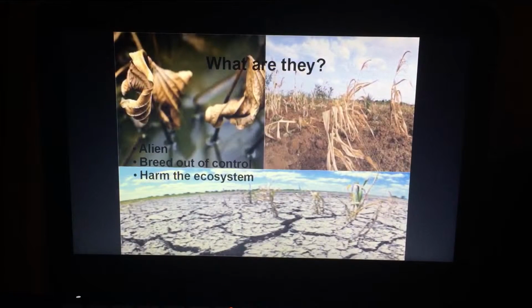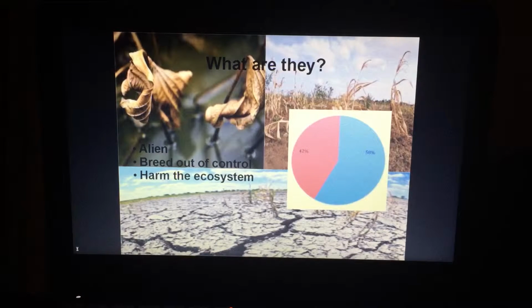They do so by preventing native species from reproducing by outcompeting them for food and resources, and sometimes they even bring diseases. According to the National Wildlife Federation, approximately 42% of endangered species are at risk primarily due to invasive species. So, what does an invasive species look like?